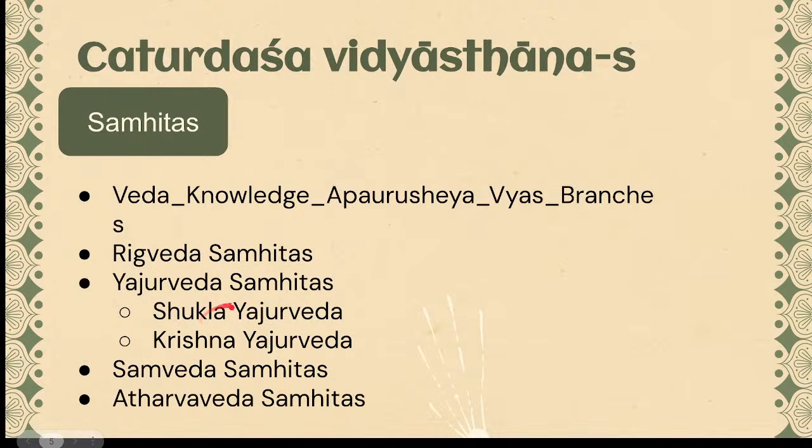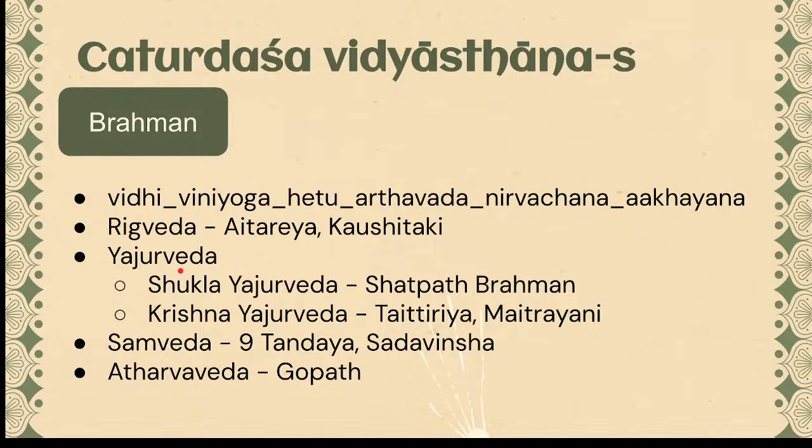So there will be the Shukla Yajurveda sub-school, and there will be the Krishna Yajurveda sub-school. So here is the list of the samhitas, and each branch has its own samhitas. So it's not a single book. There may be variations depending upon the branches. Okay. Now, the Brahmana. As I said, it contains the explanation of the mantras and also how to do them. So all these things are mentioned in the Brahmana. Just as I said, the definitions of vidhi, viniyog, hetu, arthavad, nirvachan, and akhyan. These things are mentioned there.